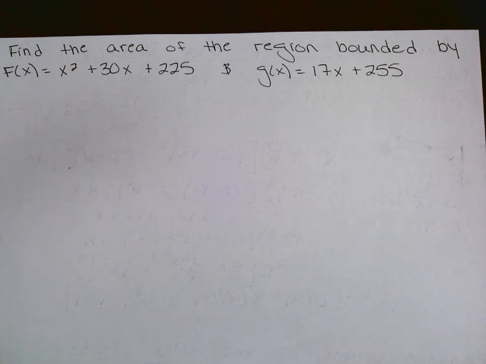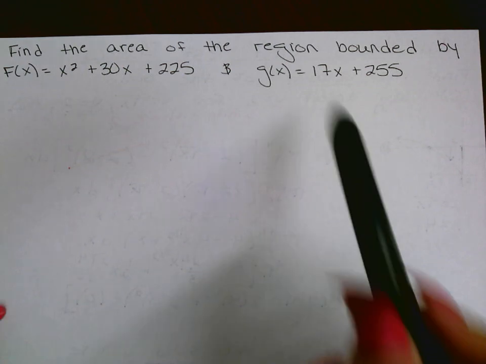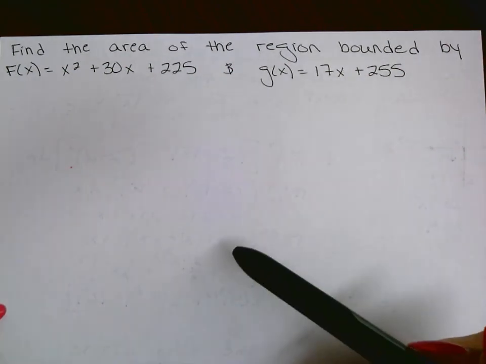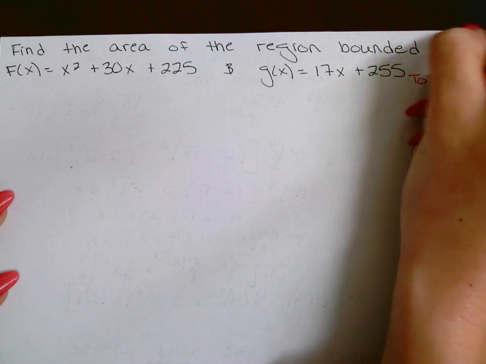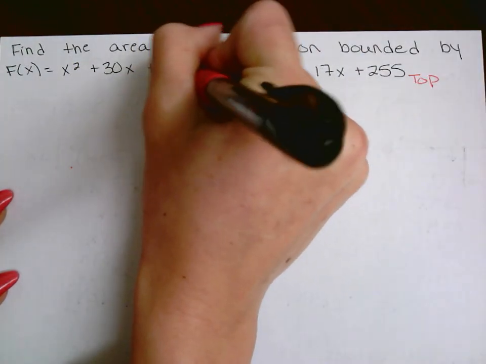All right, this next question says, find the area of the region bounded by f of x and g of x. So what is the highest exponent in f of x? X squared, which means a what? What kind of shape? A parabola. And what is the y-intercept for this parabola? 225. Okay, look at g. What type of shape is this? What's the highest exponent? Linear. And what's its y-intercept? 255. So who's top and who's bottom? Nice.